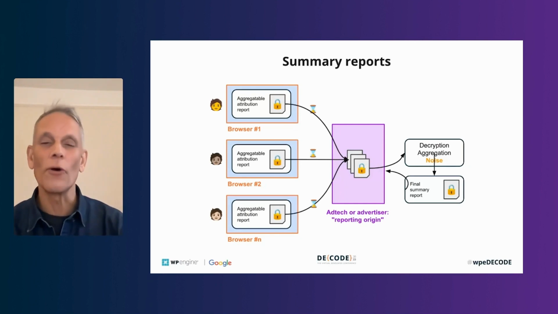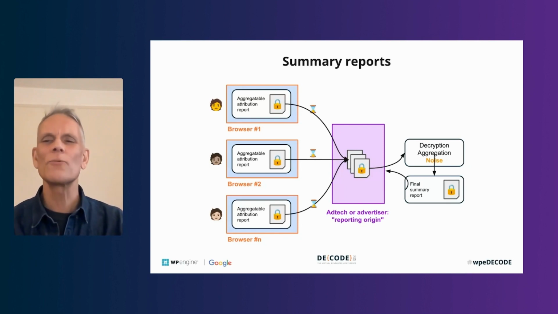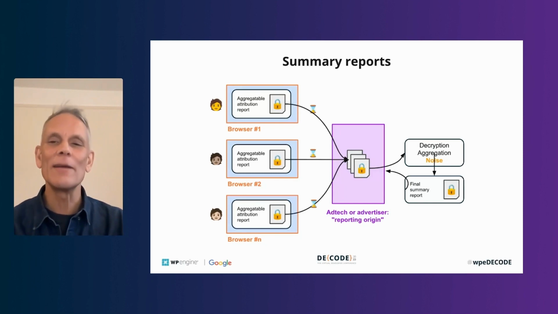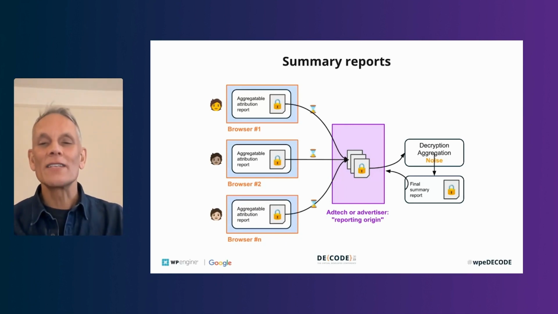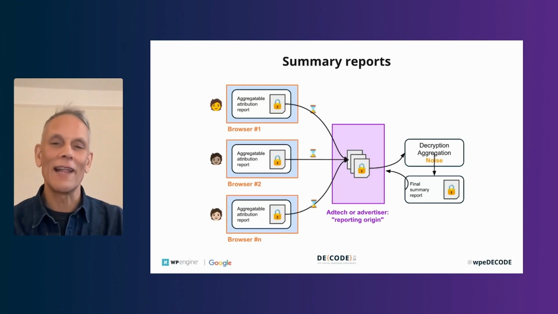But this report is encrypted, and this is a privacy protection because this report contains detailed data about the conversion and the impression. So the report could be used for cross-site tracking if it wasn't encrypted. Then later, the browser will send this encrypted report again with a small delay.